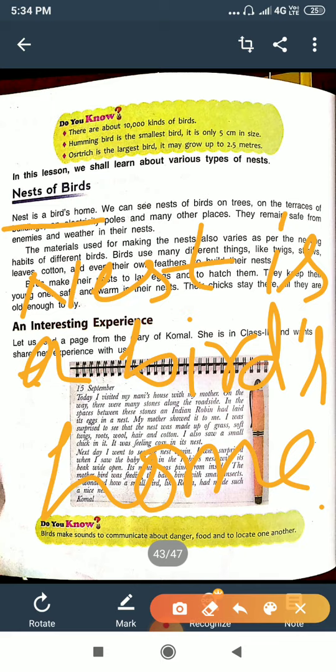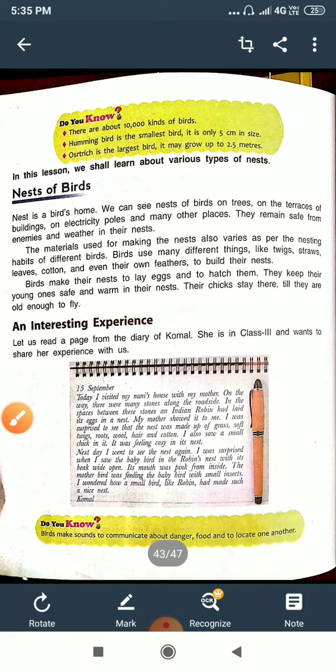Okay, now move to the next point. You can see birds' nests on trees, on the terrace of a building, on an electricity pole and many other places, and they remain safe from enemies and weather in their nest. That means the nest keeps them safe from enemies and weather. Now you will ask, ma'am, what are the things used for making the nest? Okay, this is a question. What are the things birds use to make the nest? So the things they use to make the nest, see this here.